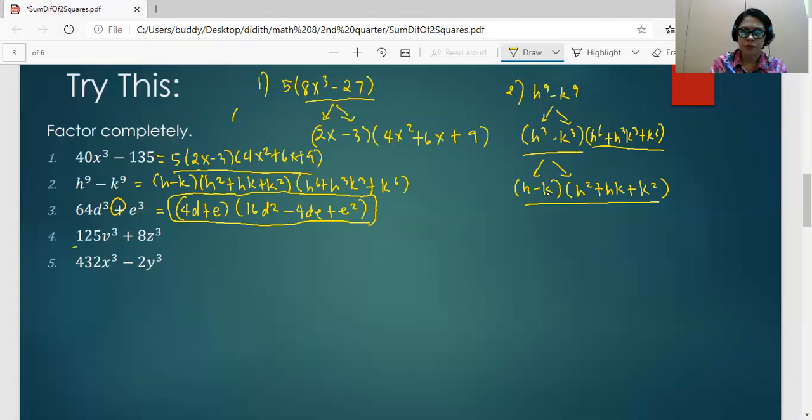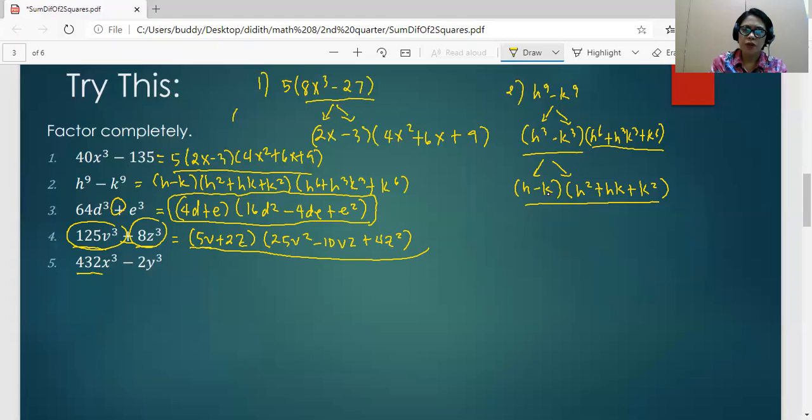For number 4, both terms are perfect cube expressions. So for the first binomial factor, the first term is the cube root of 125v cubed, so that's 5v, while the cube root of 8z cubed is 2z. We separate them by a plus sign. And then the second factor, first term, the square of 5v, so we have 25v squared. Product of 5v and 2z times negative 1, so we have minus 10vz. And then the square of 2z, we have 4z squared. And these are the final factors.